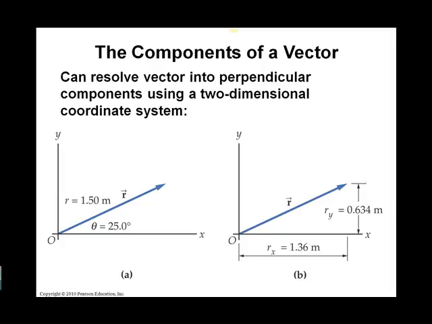Here's the kicker. Make sure that your calculator is in degree mode and not radians, because we use degrees in this section of physics, not radians, like you might be using in math if you're taking math at the same time.